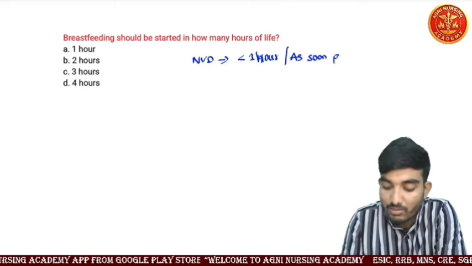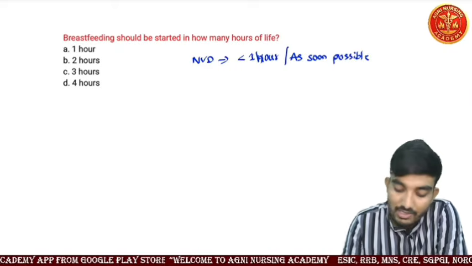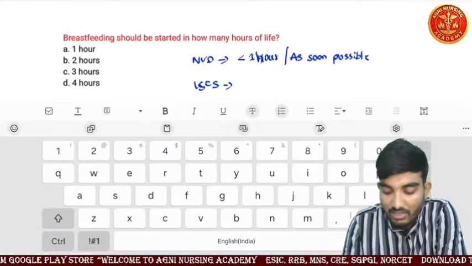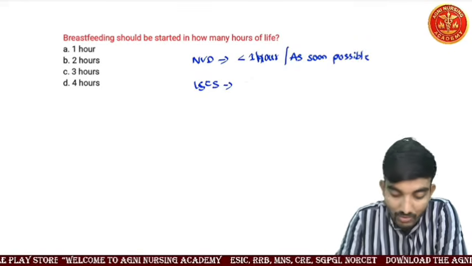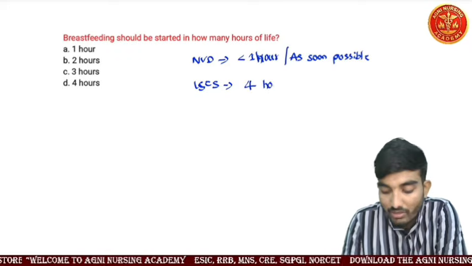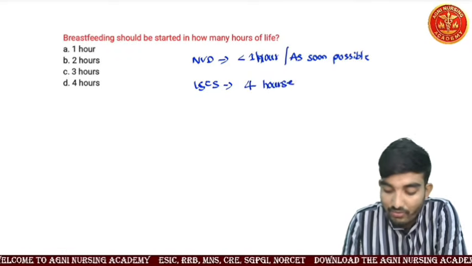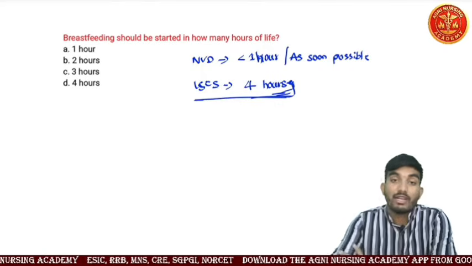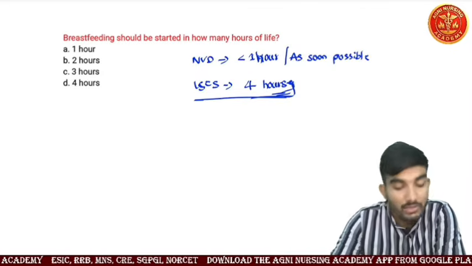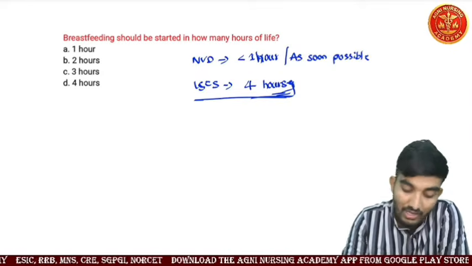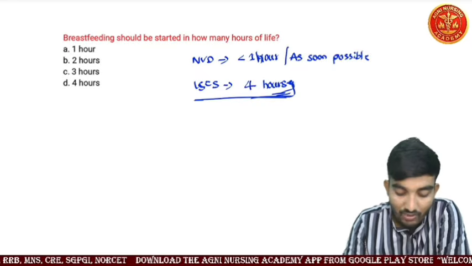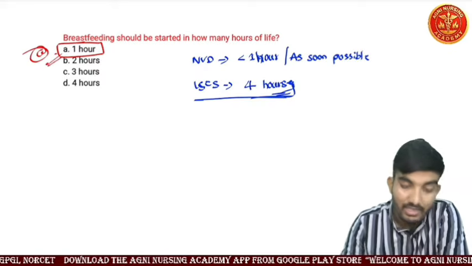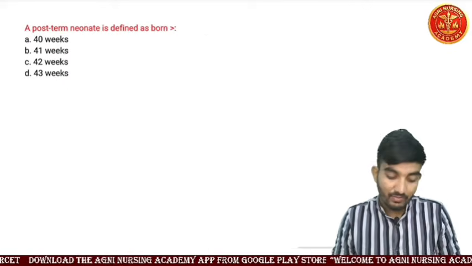In LSCS, the cesarean section, we can start breastfeeding up to 4 hours. If LSCS or cesarean section is not mentioned in the question, it means it's a normal vaginal delivery, and we start breastfeeding at 1 hour. Option A is the correct answer for our question. We'll see the next question.